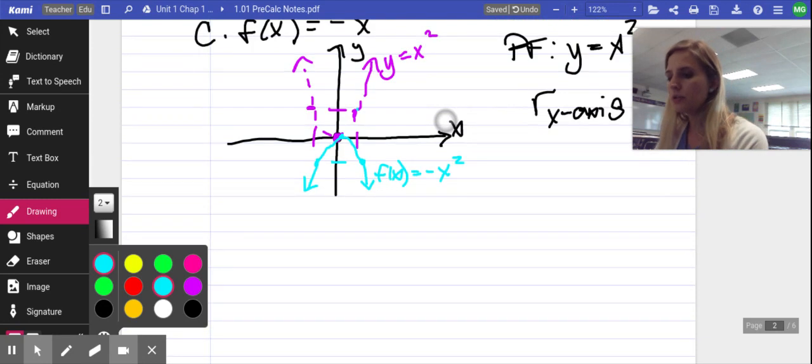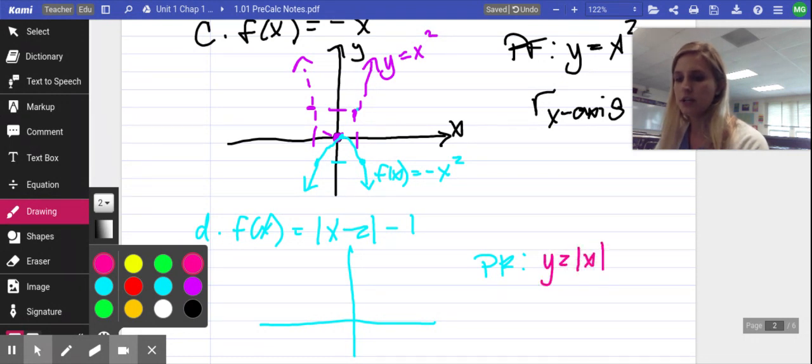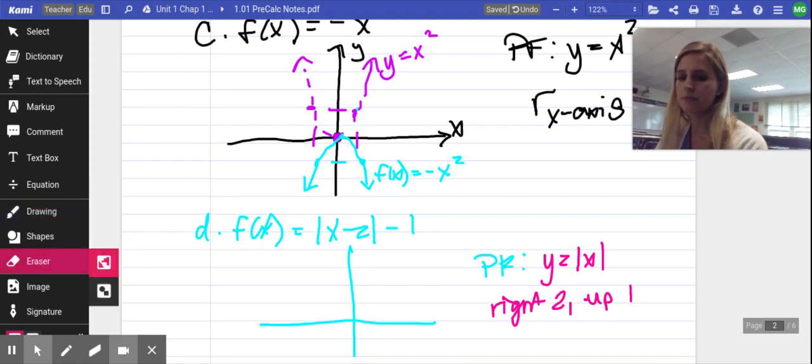And the last one we're going to do here is f of x equals absolute value of x minus 2, minus 1. So go ahead, pause the video, write out what your parent function is, write out what your shifts are, graph your parent function, and graph it with the shifts. Okay, so you guys should have figured out that the parent function was the absolute value of x. It's shifting right 2 and down 1. That one is what you'd think.